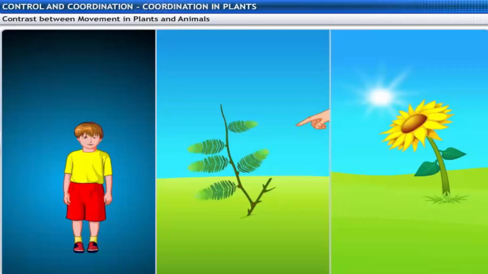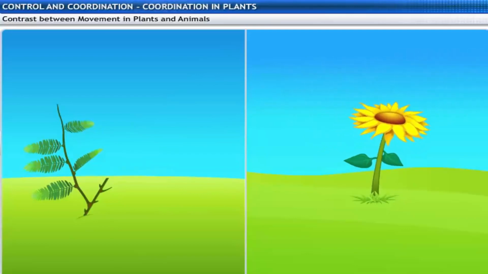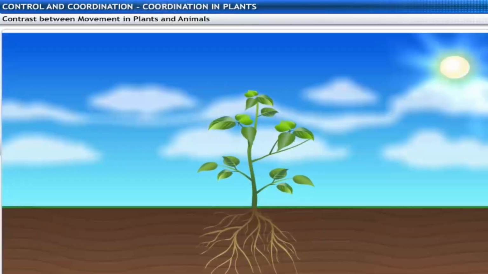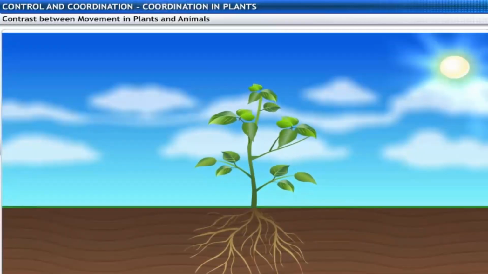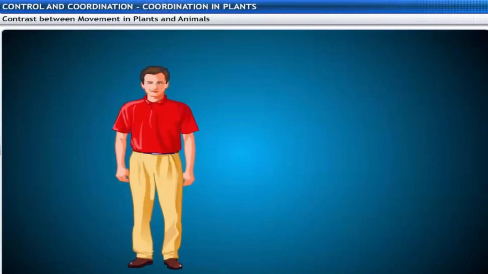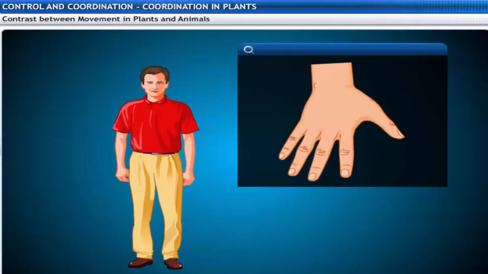Let's contrast the movement in plants with movement in animals. The movement of a sensitive plant in response to touch is very quick, whereas the movement of a sunflower in response to day or night is quite slow. Growth-related movement of plants will be even slower. As such, animal bodies also exhibit controlled directions to growth. Our arms and fingers grow in a certain direction, and not haphazardly.